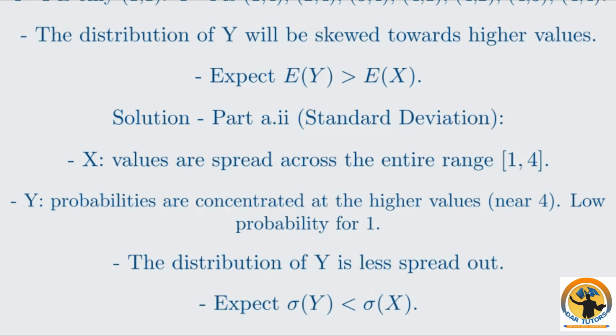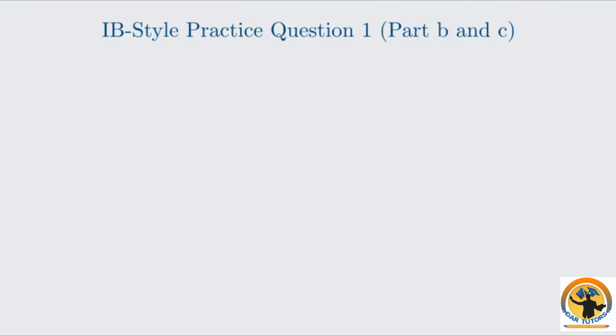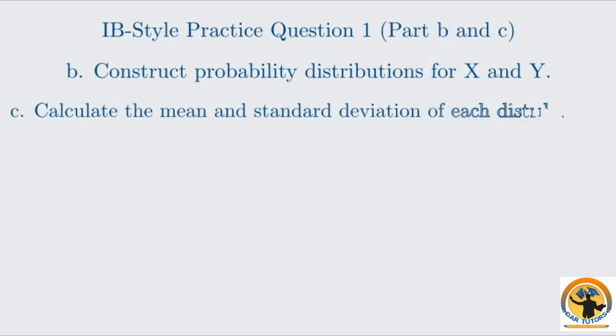Therefore, we would expect the standard deviation of y to be less than the standard deviation of x. Let's continue with the second part of this problem. This part requires a more detailed calculation. We need to construct the probability distributions for x and y, and then calculate their means and standard deviations to confirm our predictions. Let's start with x, the number rolled on a single die.